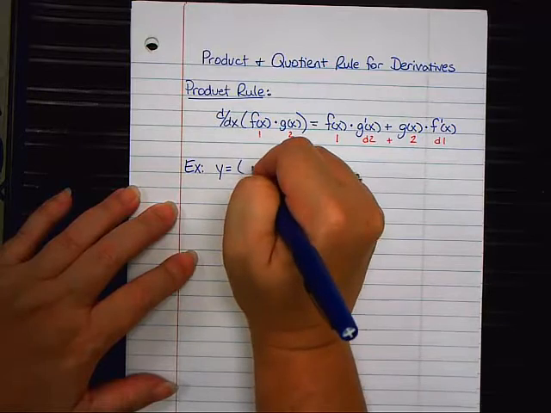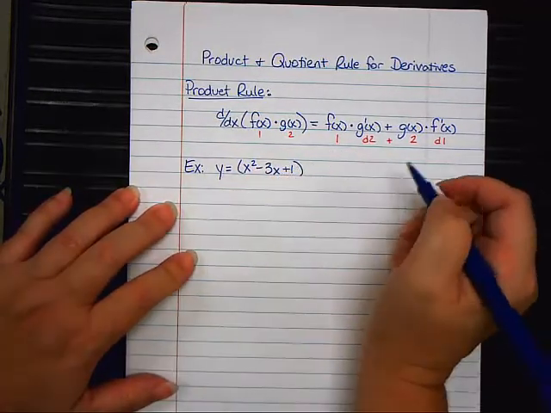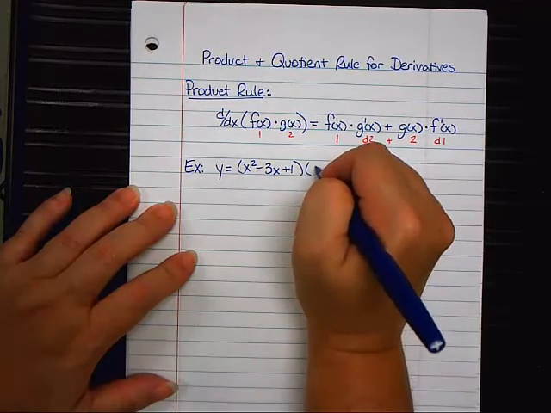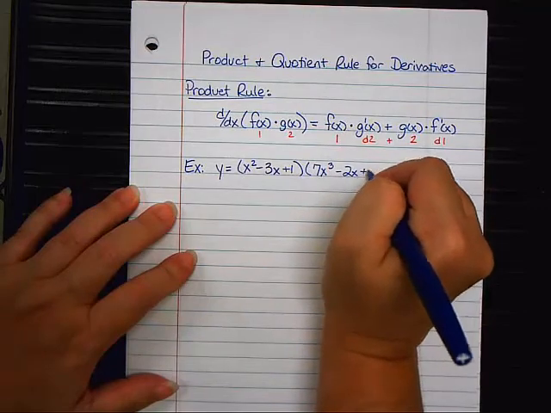y equals (x squared minus 3x plus 1) times (7x to the third minus 2x plus 5).